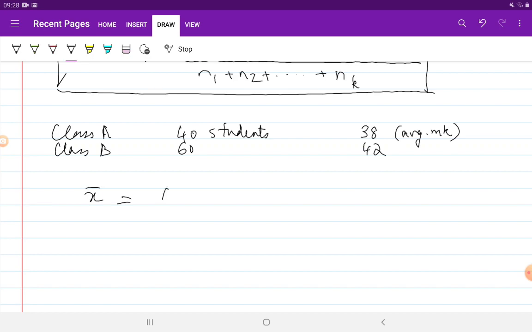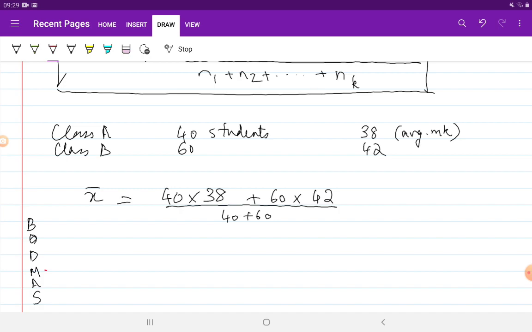So you will use 40 into x1 bar plus 60 into x2 bar divided by the total number of students, that is 40 plus 60. So remember, you have to always use the BODMAS rule. A few students who are a little weak in maths, you should remember that the BODMAS rule says that multiplication will always come before addition, right?